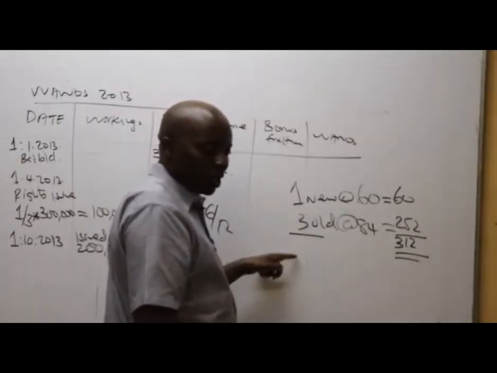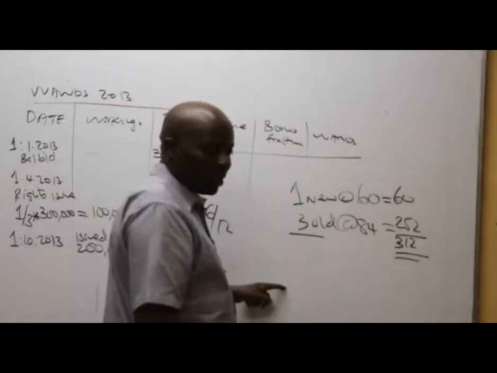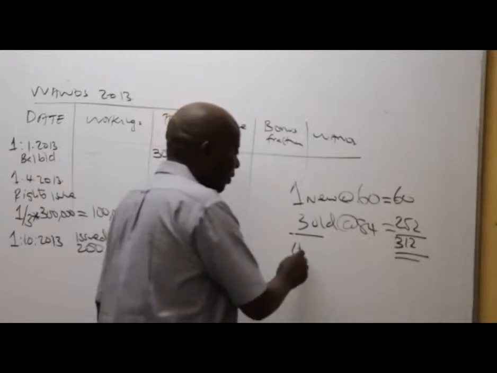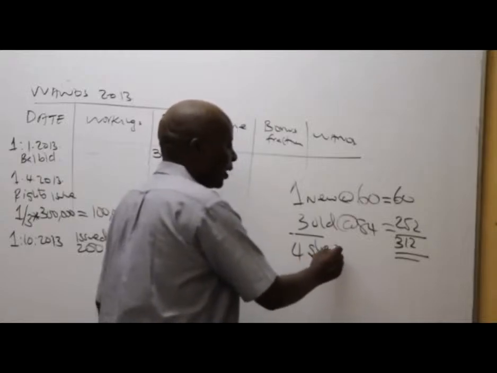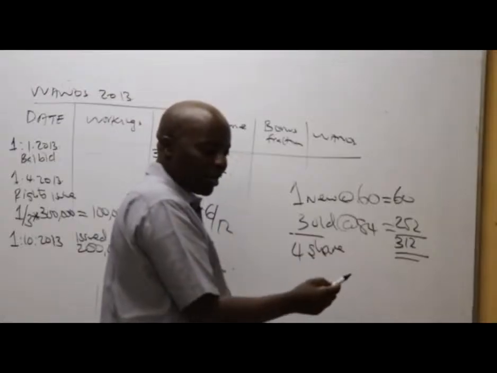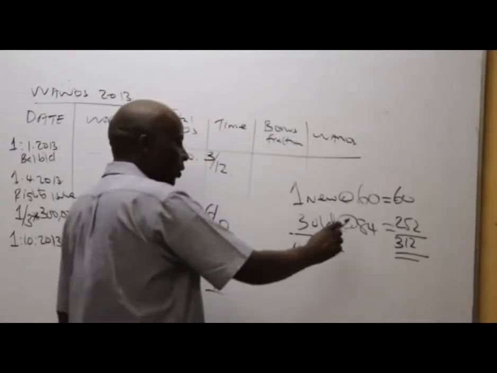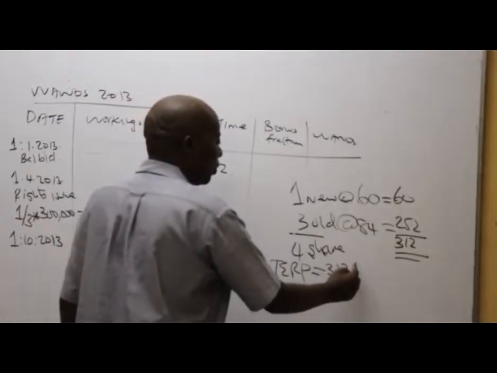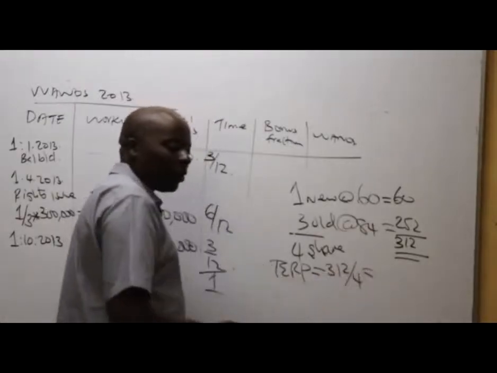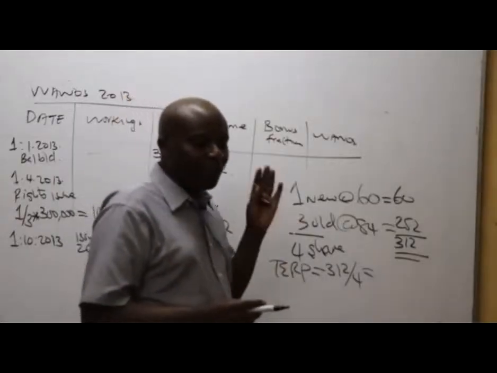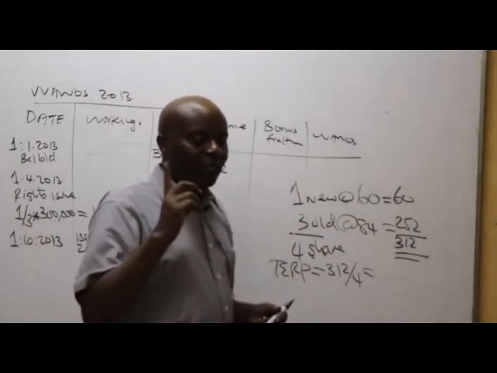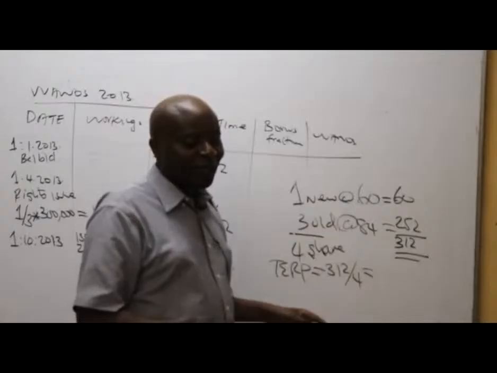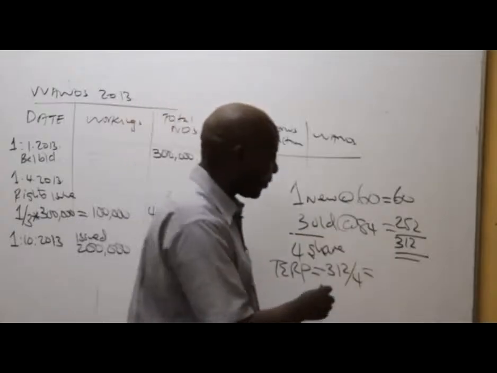Kwa hivyo inamaanisha this 312 is for how many shares? Ati 1 na 3. Ukiongeza itakuja 4 shares. So how about 1? So the price for 1 now here will be the theoretical ex-rights price, which will be 312 over 4. Ladies and gentlemen, you may not have gotten anything from this mwalimu, but I so strongly believe that at least umeshika formula ya theoretical ex-rights price. Usiende nyumbani bure.